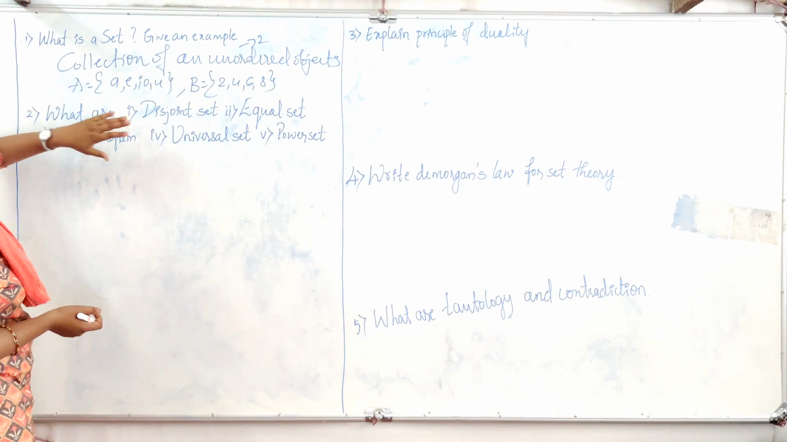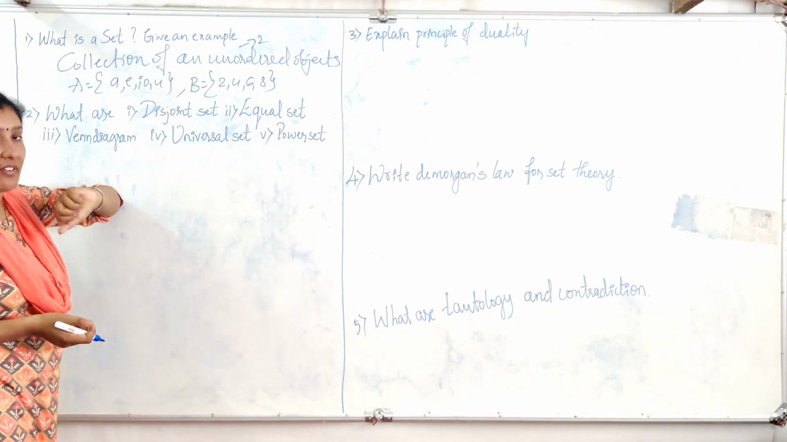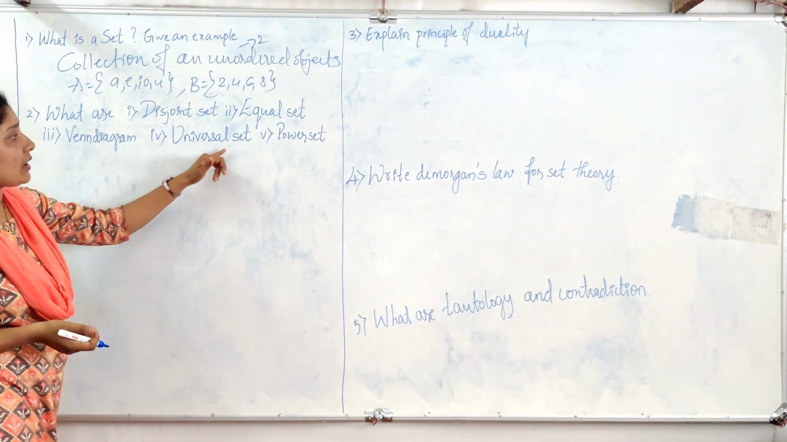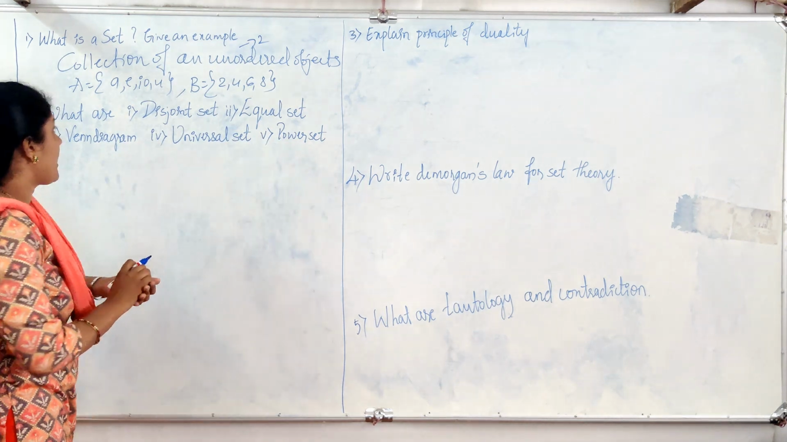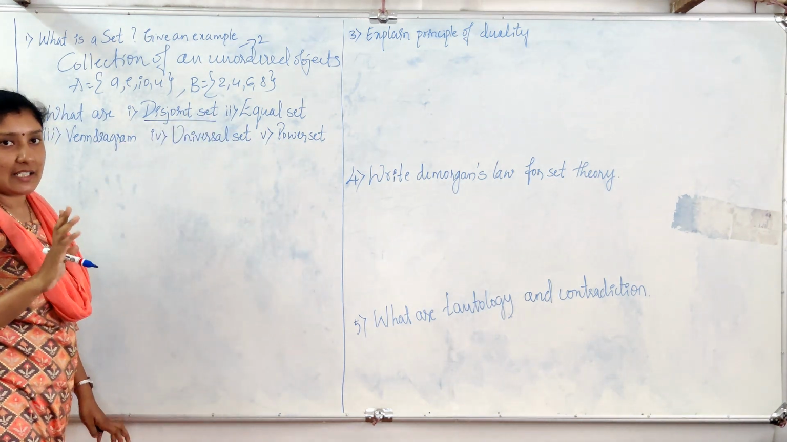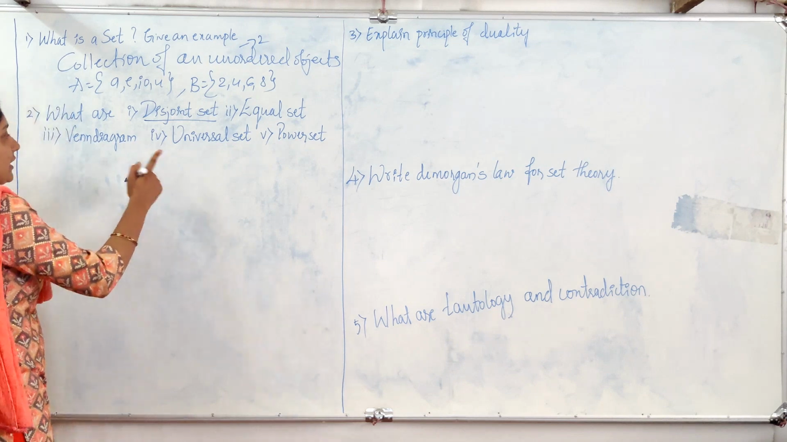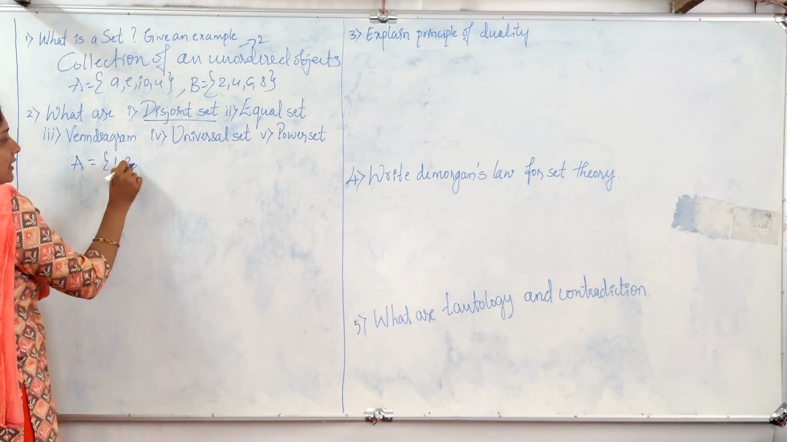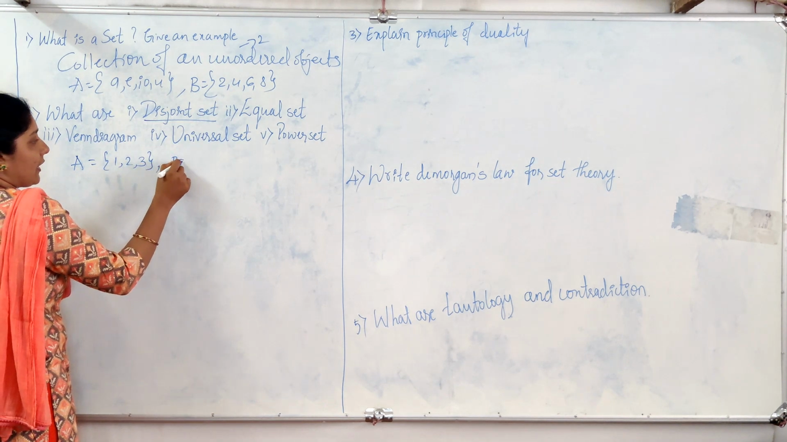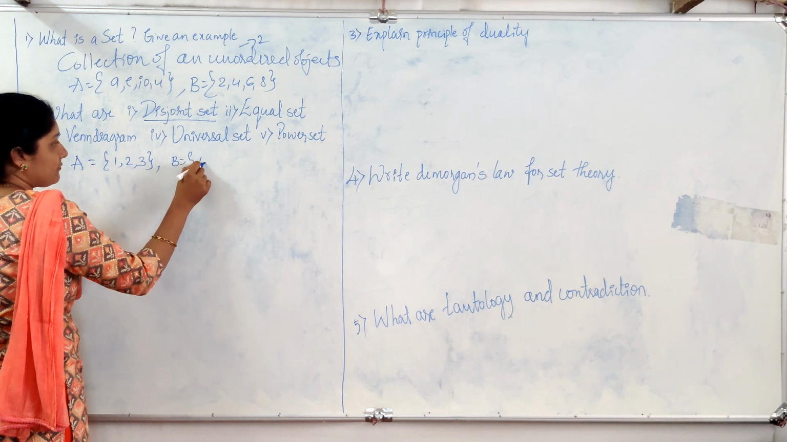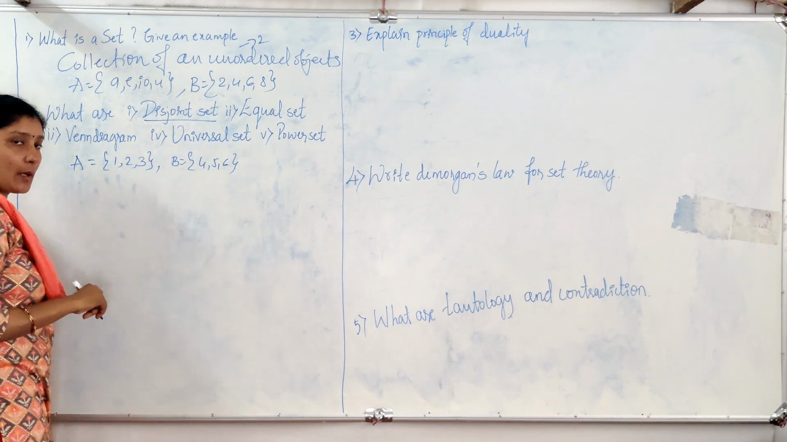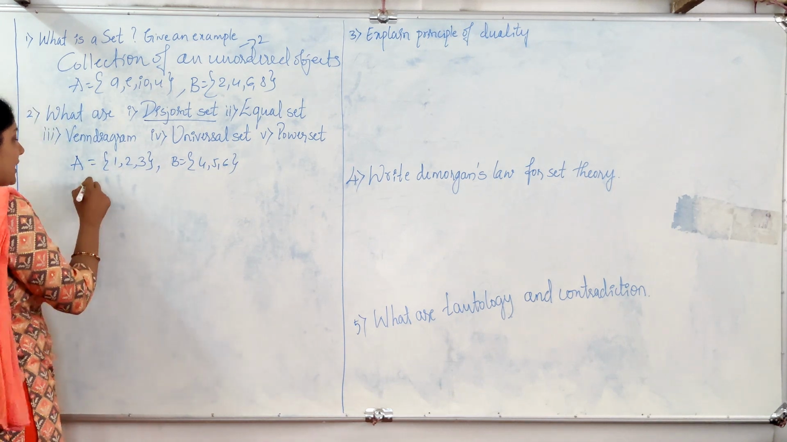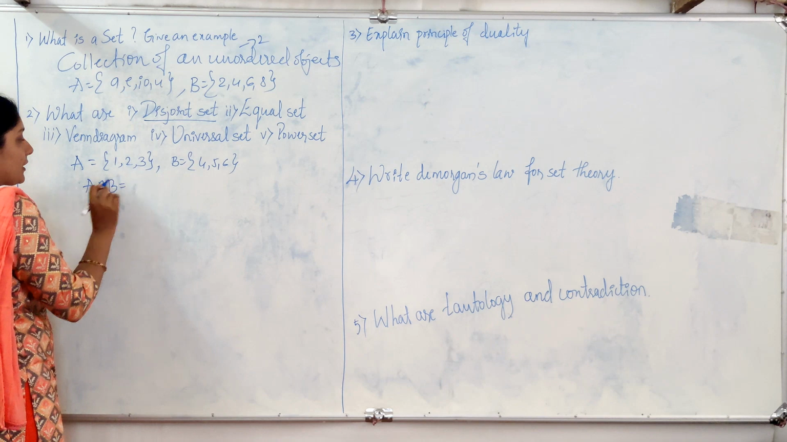Next, you need to define here what are disjoint set, equal set, Venn diagram, universal set and power set. So first one, disjoint set. As we discussed already, disjoint means when there are 2 sets. For example, set A is {1, 2, 3} and set B is {4, 5, 6}. Okay. When we take the intersection of these 2 sets, that is A intersection B.